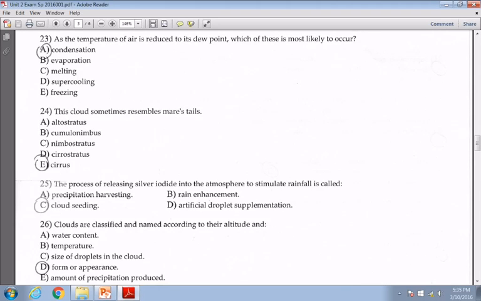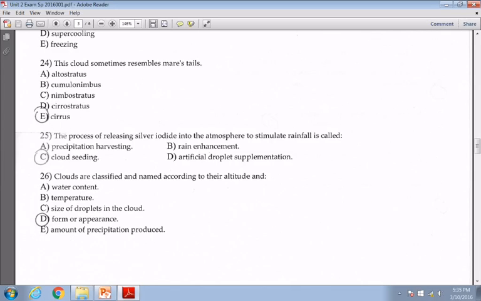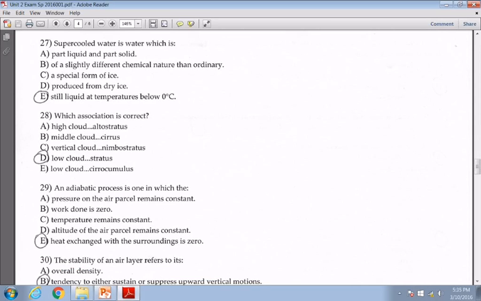24, the cloud sometimes resembles a mare's tail. We call those cirrus clouds, E. 25, the process of releasing silver iodide into the atmosphere, we said that was one way that clouds are seeded, C. 26, clouds are classified according to their altitude. Their flatness or fluffiness is what we call appearance, so D is the best answer there. Question 27, supercooled water is water that's a liquid at a temperature below freezing. E is the best answer there.